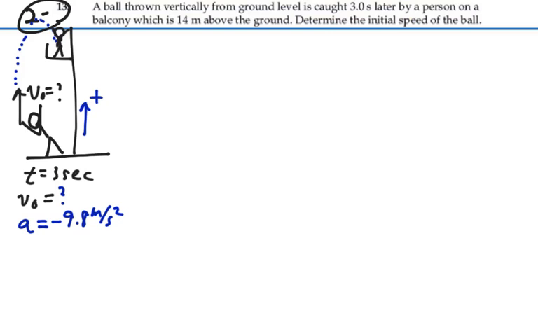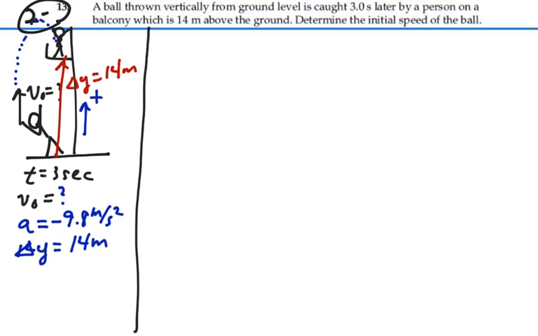Alright, and we know that eventually it's going to be caught at 14 meters above the ground, so that's going to be our displacement delta y, 14 meters. How it got to that point won't matter, but that's just our final minus initial position. So it may have gone through an arc, or it may have just gone straight there. We don't know. We might be able to find that out later.